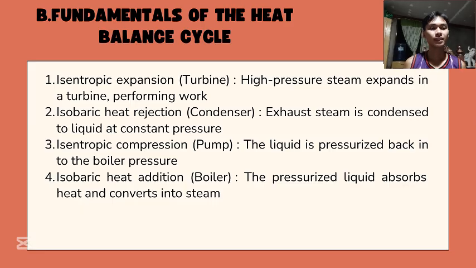Fundamentals of the heat balance cycle. Isentropic expansion happens in the turbine. High-pressure steam expands in a turbine, performing work. Second is isobaric heat rejection, which happens in the condenser. Exhaust steam is condensed to liquid at constant pressure.